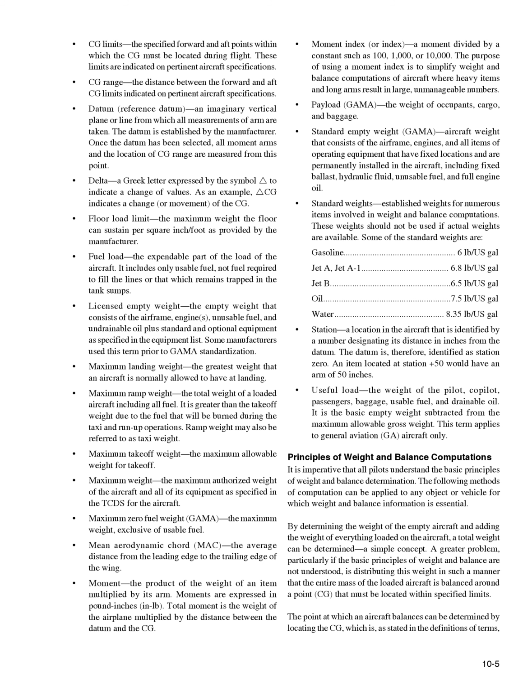The purpose of using a moment index is to simplify weight and balance computations of aircraft where heavy items and long arms result in large, unmanageable numbers. Payload, GAMA, the weight of occupants, cargo, and baggage. Standard empty weight, GAMA, aircraft weight that consists of the airframe, engines, and all items of operating equipment that have fixed locations and are permanently installed in the aircraft, including fixed ballast, hydraulic fluid, unusable fuel, and full engine oil.